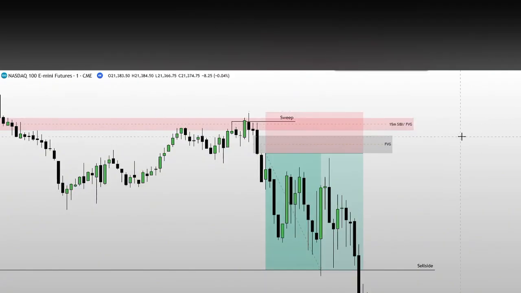So I hope this was insightful, showing you where to place your stop loss, where to actually place your levels, and what to wait for to find those optimal entries, to find the optimal areas to place your levels at.